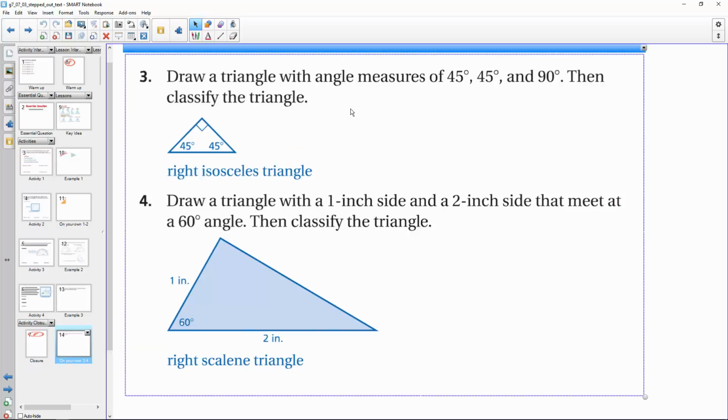So here's the last page, and this is a lesson. It's a very short lesson just trying to identify various triangles.